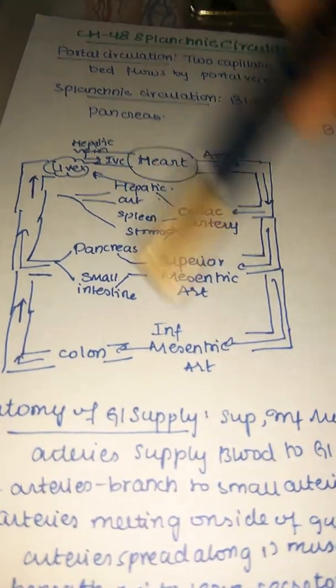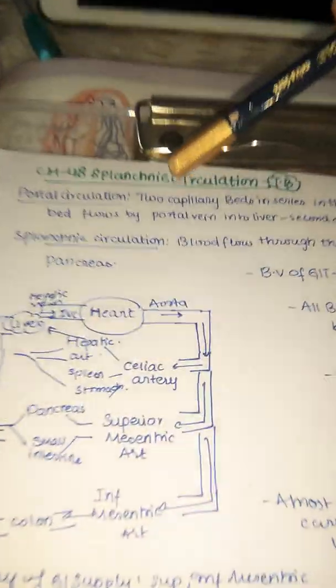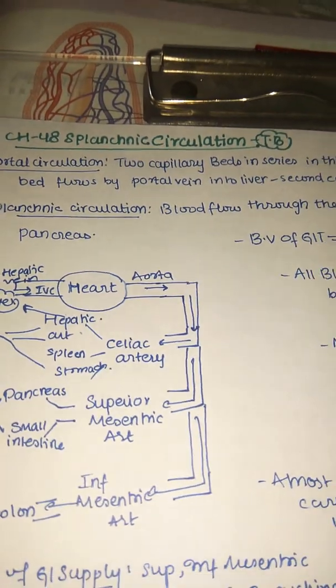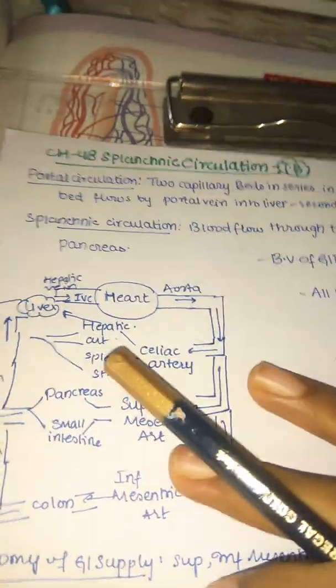After understanding this circulation pattern, now let us see the glossary terms. First we have the portal circulation. By this time, everyone knows this.